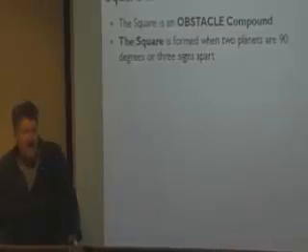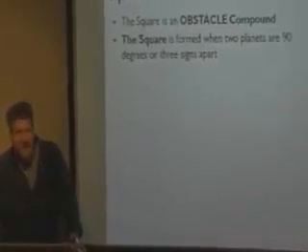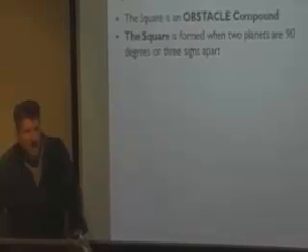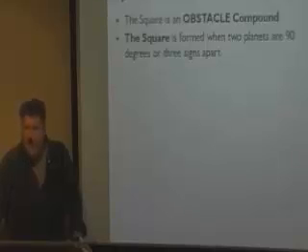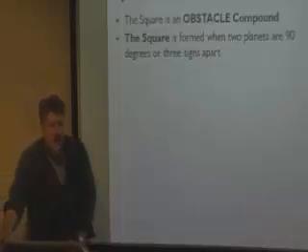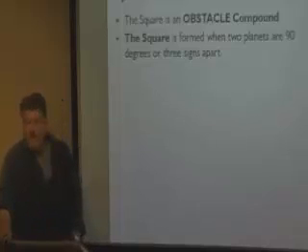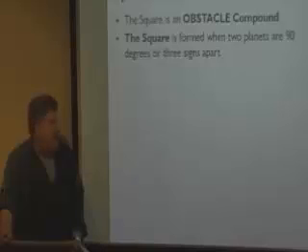Planets in Aries will square planets in Cancer or in Capricorn. Planets in Libra will square planets in Cancer or Capricorn. Planets in Taurus form a square to planets in Leo and in Aquarius. Planets in Scorpio form squares to planets in Leo and Aquarius. So these are basically 3 signs apart. They happen to fall in the same quality of expression.